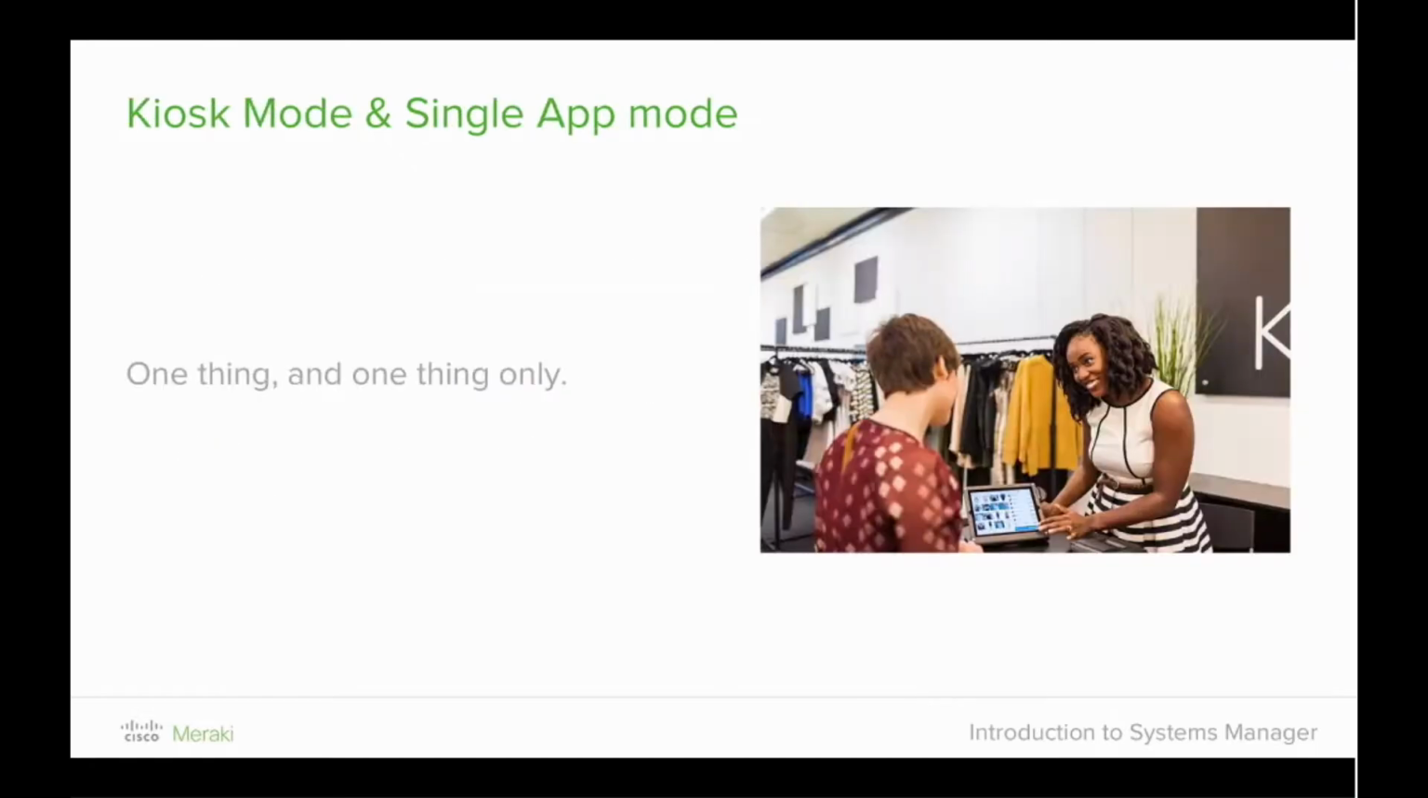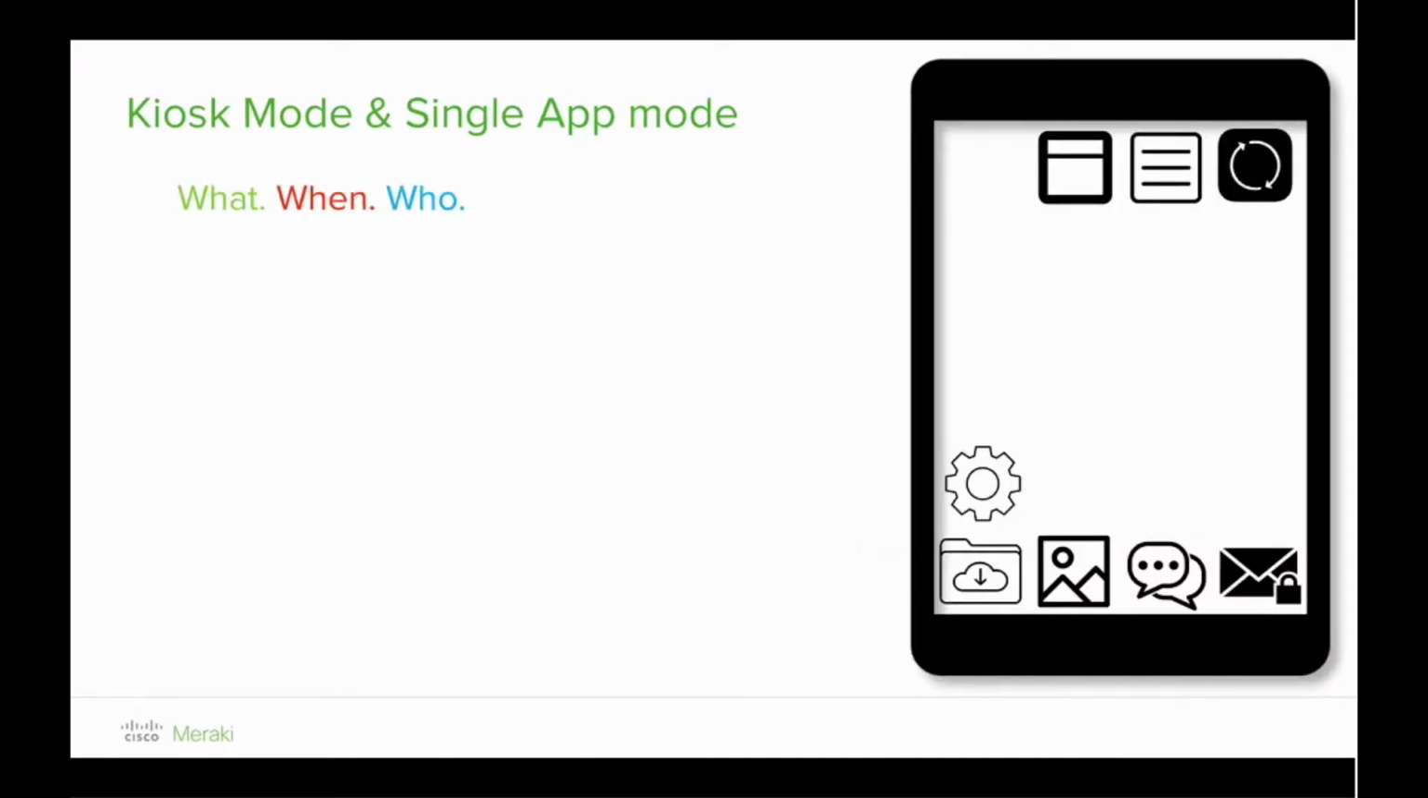All right, the last example here is Kiosk Mode or single app mode. Now, it is what it says. It is one thing and one thing only. So here you have your device, and it has access to different applications, as you can see. But what we're going to do is we're going to select an enterprise application, so we're adding that to the device. So that's probably like a mobile point of sale system.